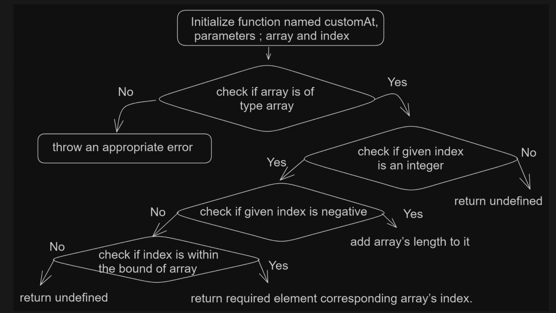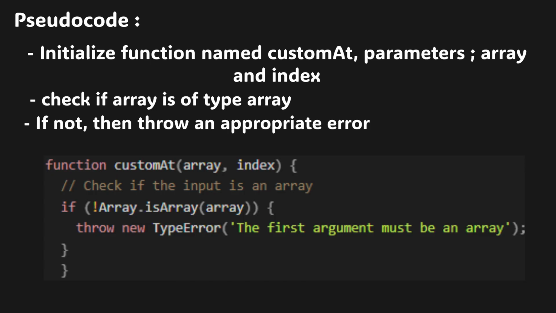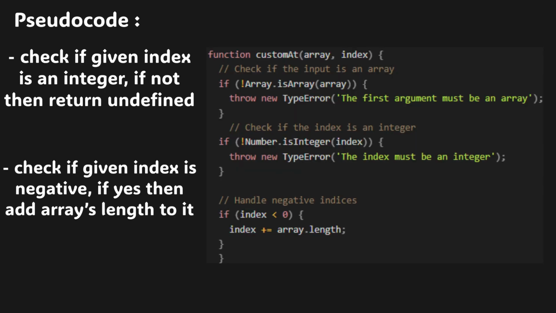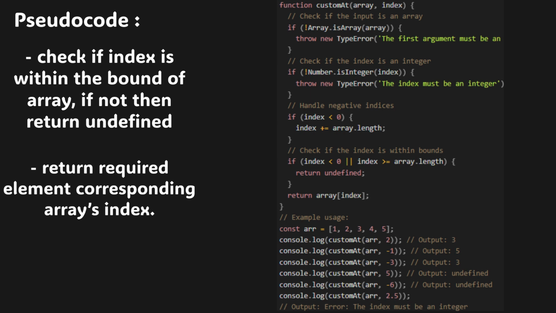Now let's code it up with JavaScript. Initialize a function named custom add, with parameters array and index. Check if the array is of type array. If not, then throw an appropriate error. Check if the given index is an integer. If not, then return undefined. Check if the given index is negative. If yes, then add the array's length to it. Check if the index is within the bound of the array. If not, then return undefined. Return the required element corresponding to the array's index.